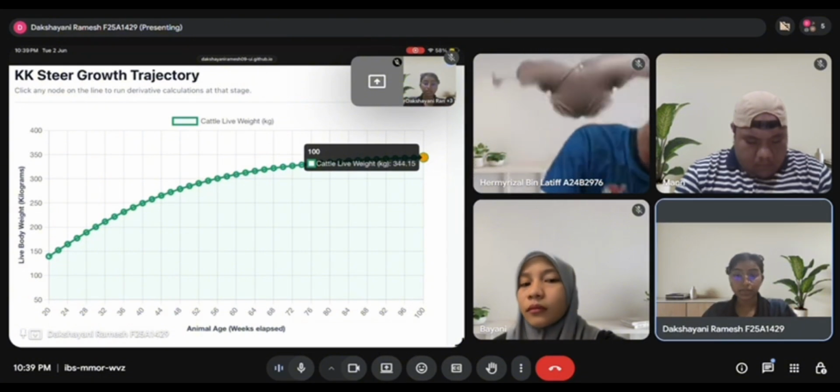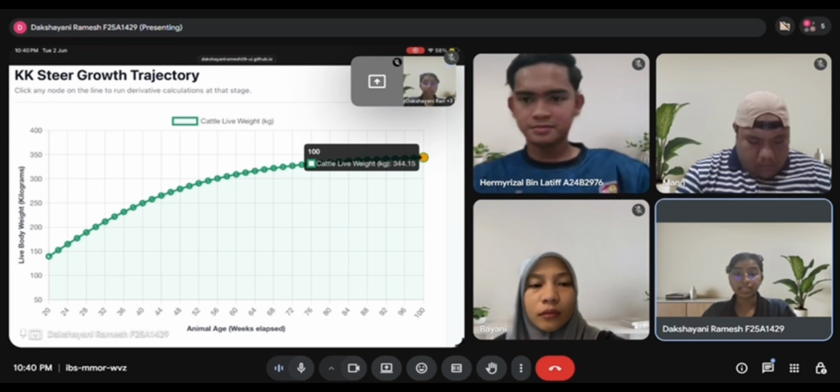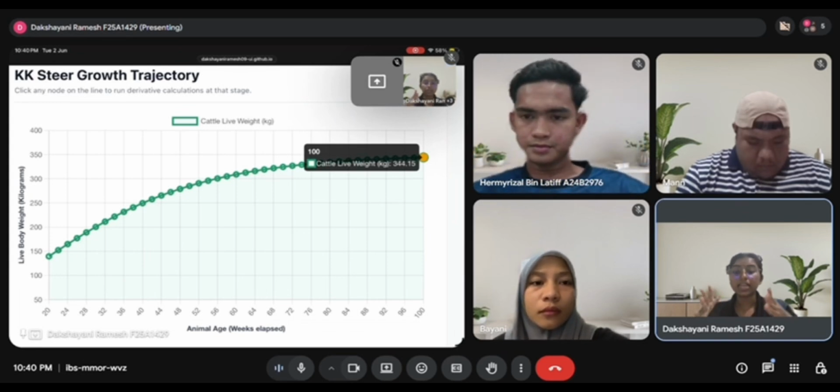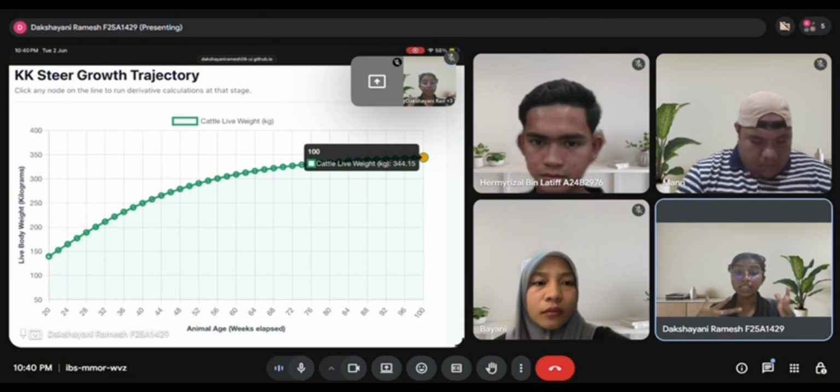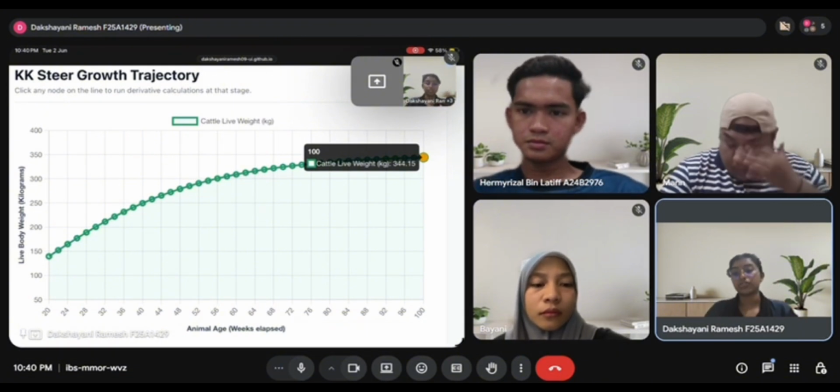Means the derivative or growth rate decreases as the animal gets older. The animal gains less weight each week compared to the earlier stage of their lives.